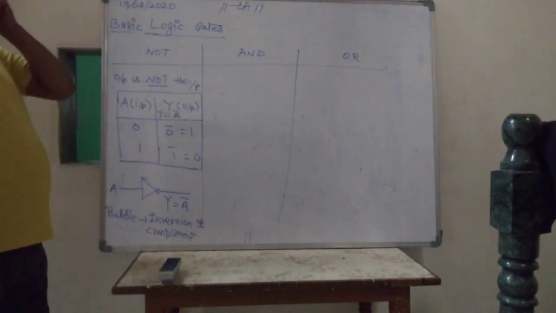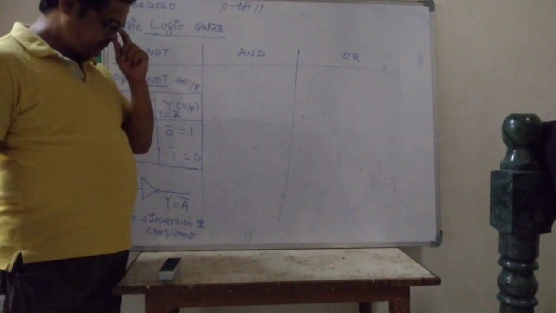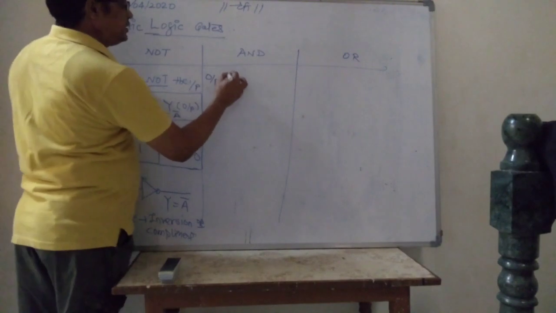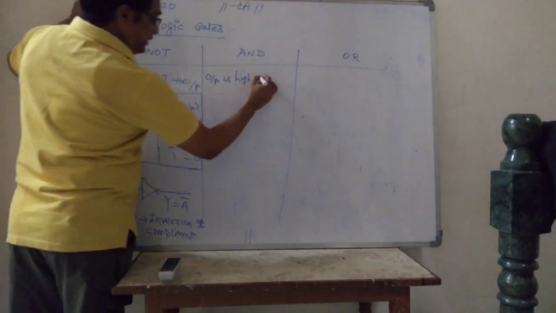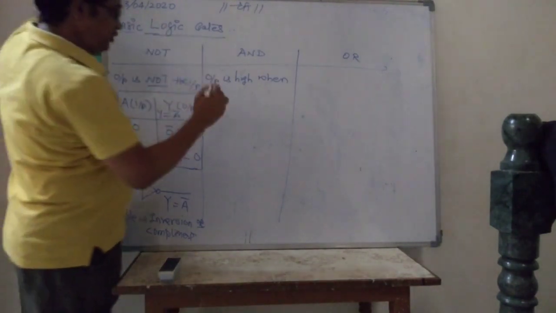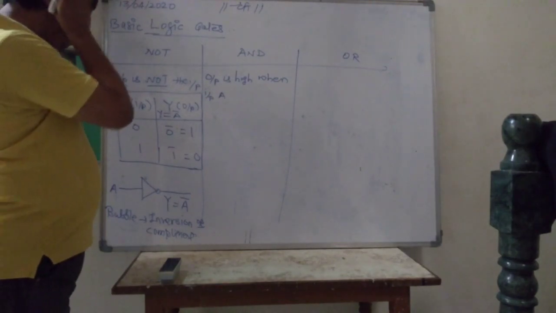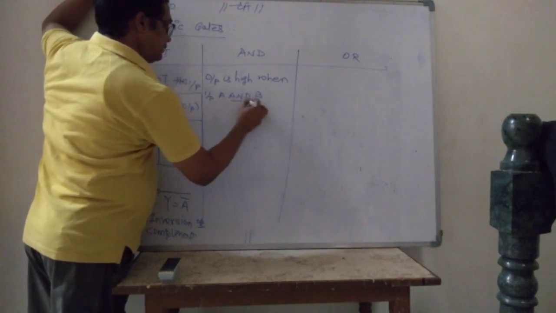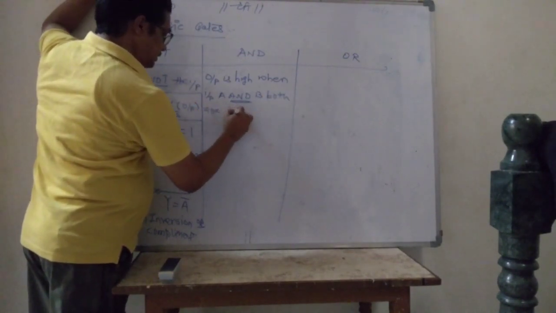So the second basic gate is AND gate. Two or more than two inputs will be there. So how is it defined? Output is high. Output is high when, I am talking about two inputs, when inputs A and B both are high.